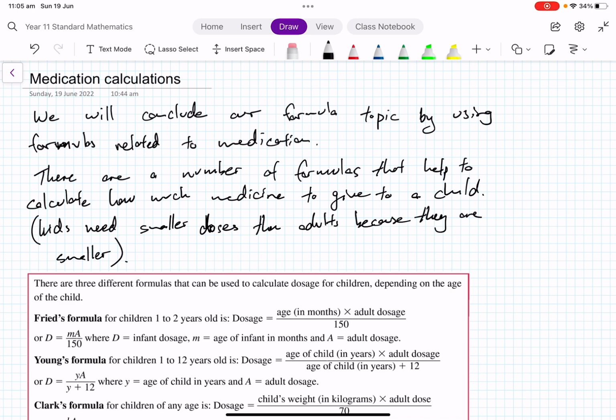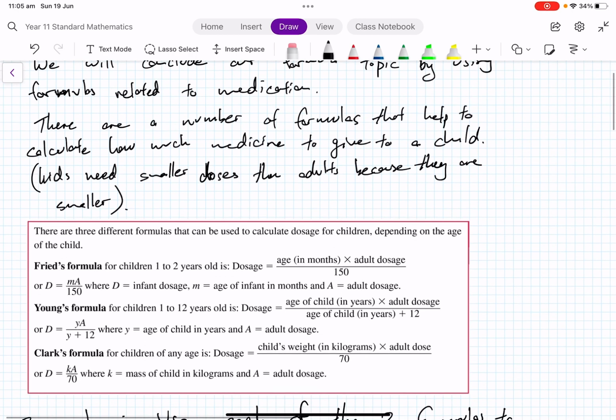And there's other factors, developmental factors. Not every part of a child develops at the same rate. So we need to be careful in giving medication and follow the advice carefully. And so here are a few formulas that are given in the book.